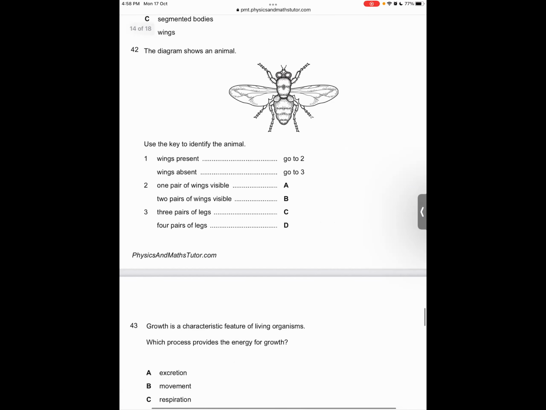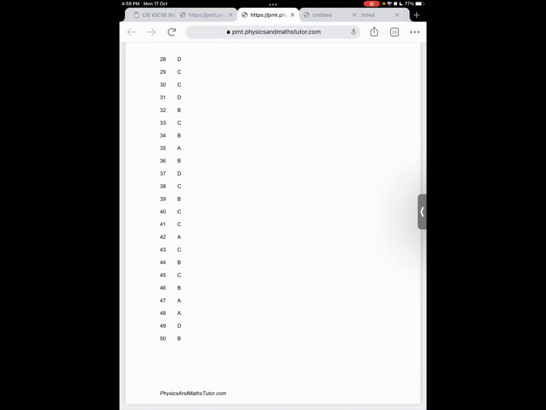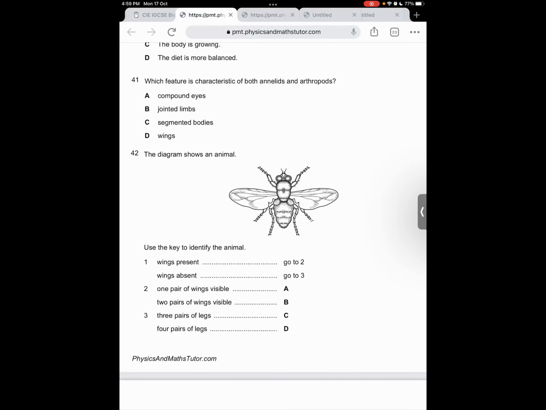Let's do question number 42. Use the key to identify the animal. Are wings present? Yes, Miss. Is one pair of wings visible? Yes. A. Then I think we should stop there. Let's see if we have done this correctly. This kind of question needs a lot of practice. So this is 42 and we say it's A. Yes, it is. 42 is A.